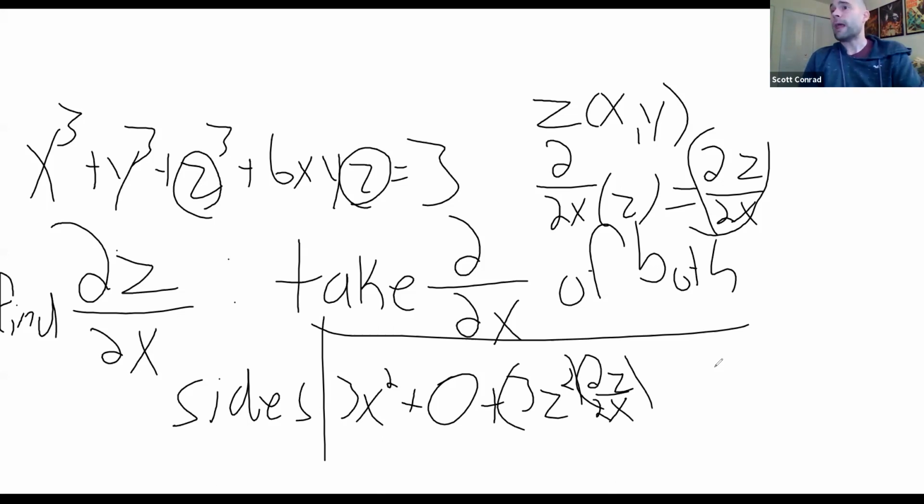Does everyone see how that works? We're using the chain rule here. Z cubed is just something cubed. Something cubed, when you take the derivative, becomes 3 times something squared. That's our 3z squared, times the derivative of the inside. The derivative of z with respect to x is just dz dx. Does everyone see? That's how that works.